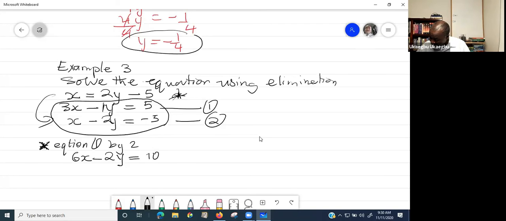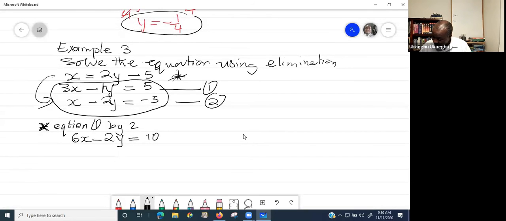Now the second one, you just rewrite it. You will rewrite the second equation, which is x minus 2y equal to negative 5. So this is the equation that you will be eliminating now. How do you do the elimination? You introduce a negative here. Once you introduce a negative, you will be having negative times.